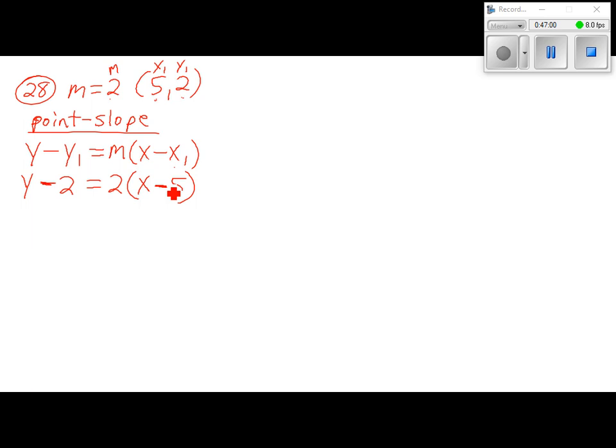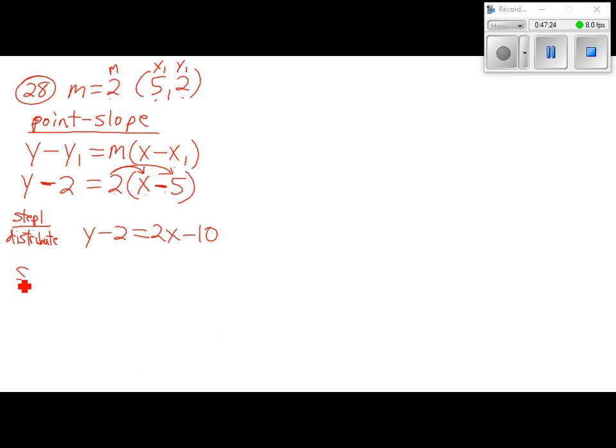If they want it in slope intercept form, then you got to do 2 steps. Step 1 is you distribute. So we're just going to go here and we're going to distribute this out. So it ends up y minus 2 stays the same. 2 times x is 2x. 2 times the -5 is -10.